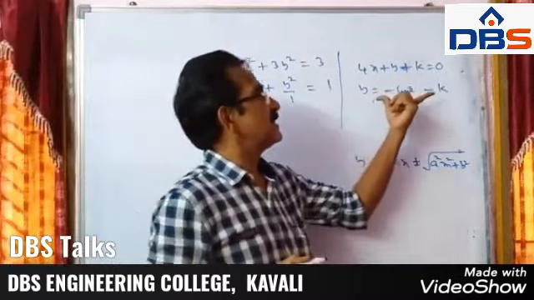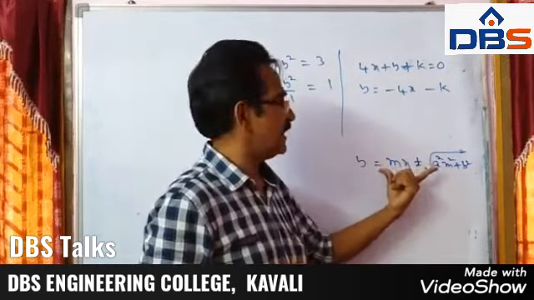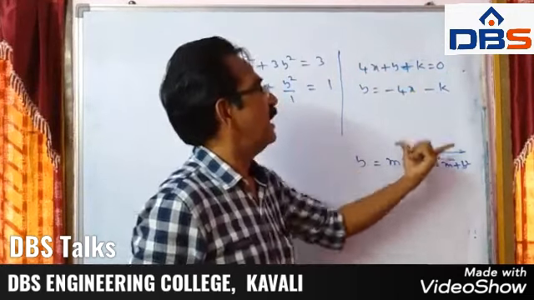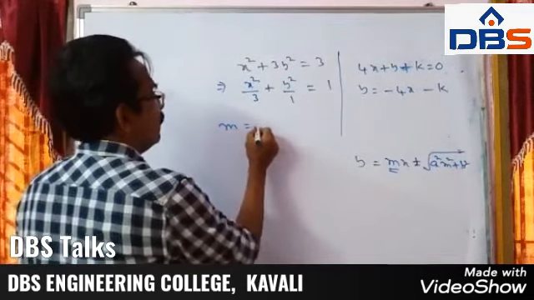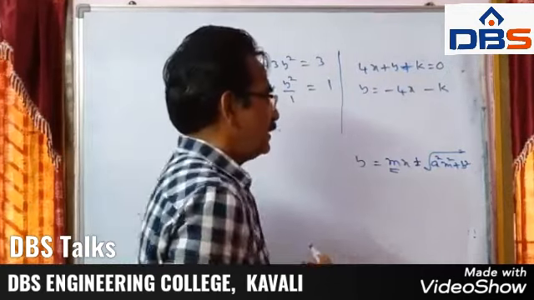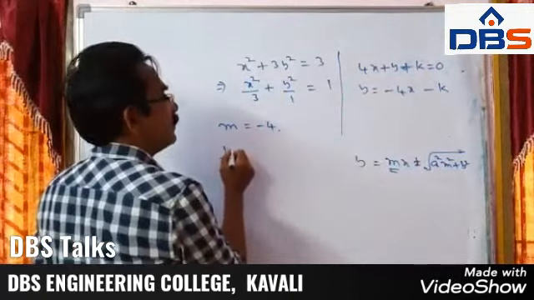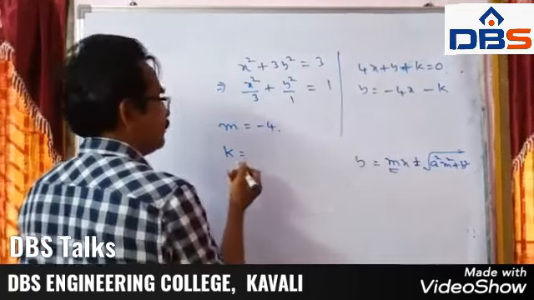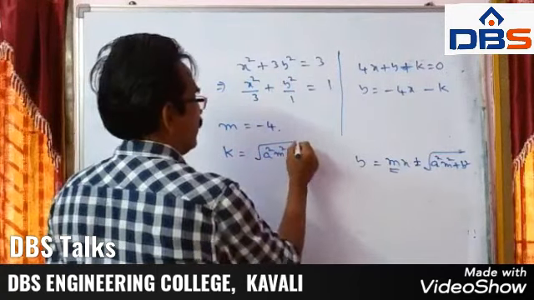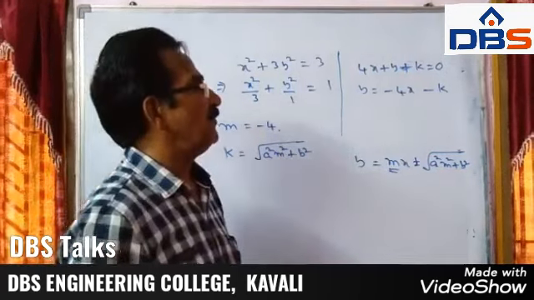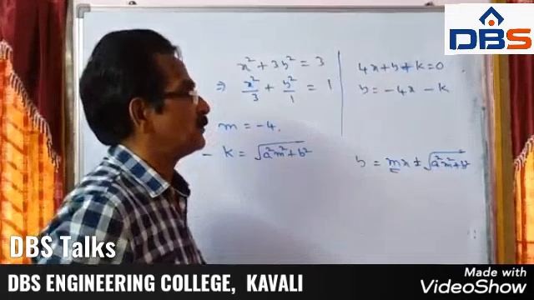The problem says this is the tangent. So on comparing the coefficients, m = -4. And -k = ±√(a²m² + b²).